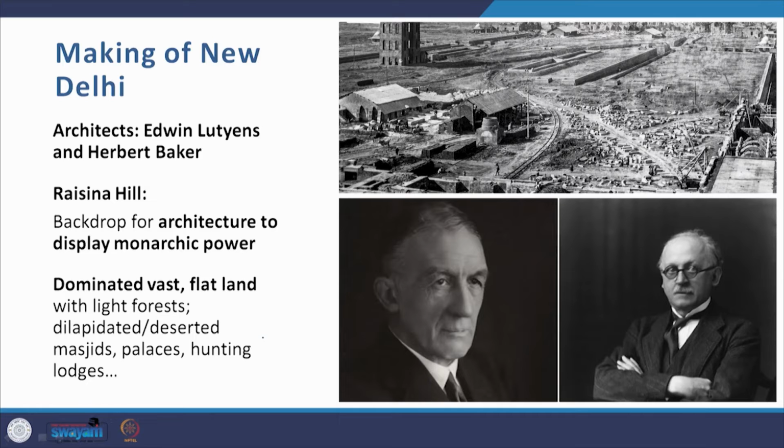For the making of New Delhi, the two primary architects responsible were Sir Edwin Lutyens and Sir Herbert Baker, and Raisina Hill is the focus of the making of New Delhi. It was the backdrop of architecture to display monarchic power. It was dominated by a very vast flat land. This is an old image that you see when the construction had started. There were light forests existing at the time, there were dilapidated or deserted masjids and palaces and hunting lodges, and this flat land was the site chosen for the construction of New Delhi.